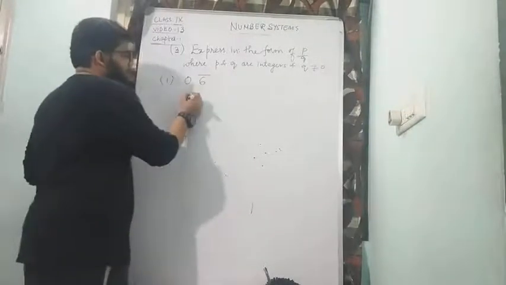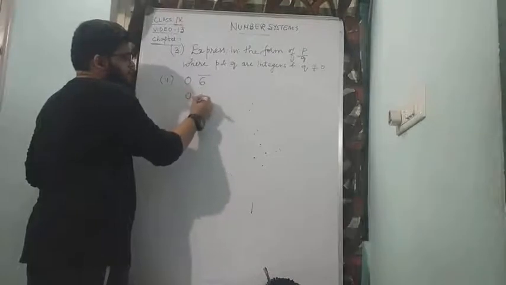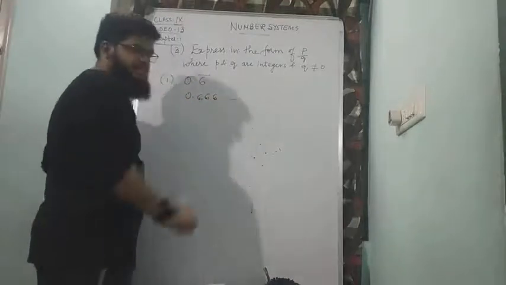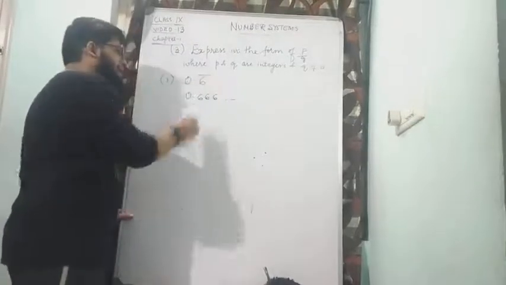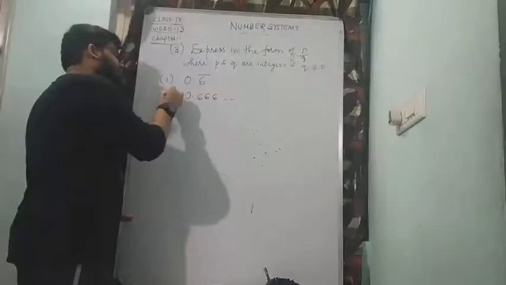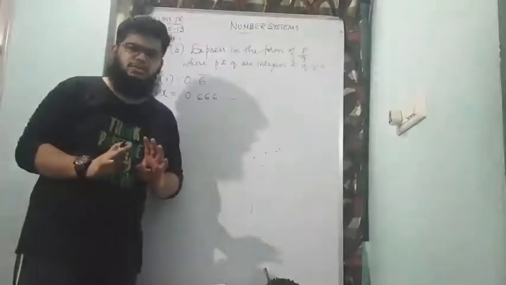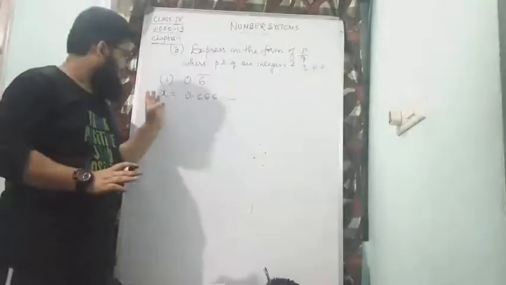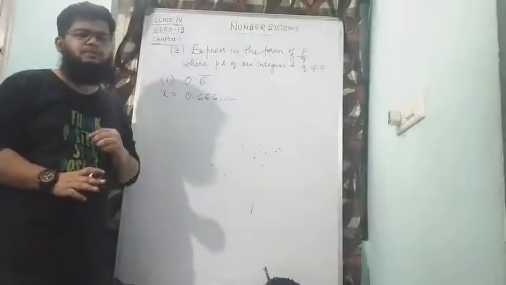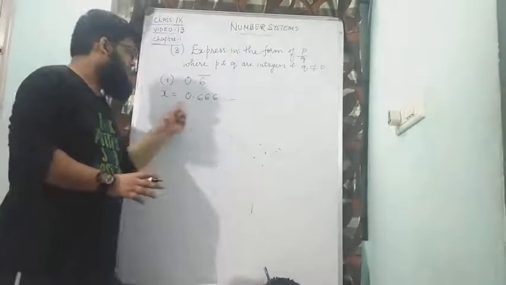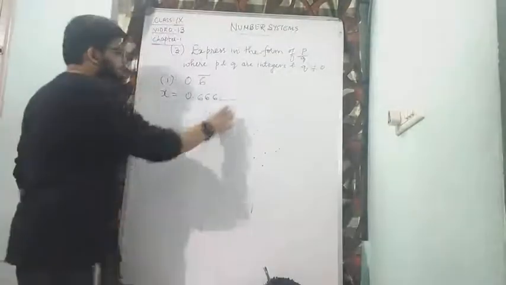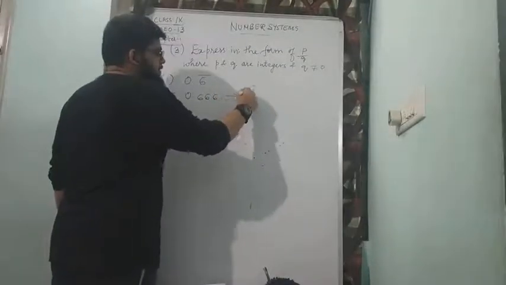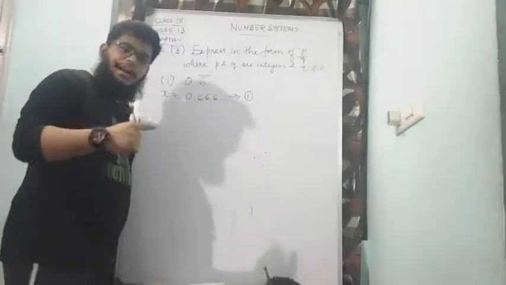So first let me write it as 0.666 any number of times. Is that correct? Right? 6 bar means any number of times. And I will call this value x. x means I don't know, some value, some number. And that number can be given by any letter. I am choosing to use the letter x. So x is equal to 0.6666 any number of times. And let me call this equation number 1, first equation. Very important and very different, so please concentrate.